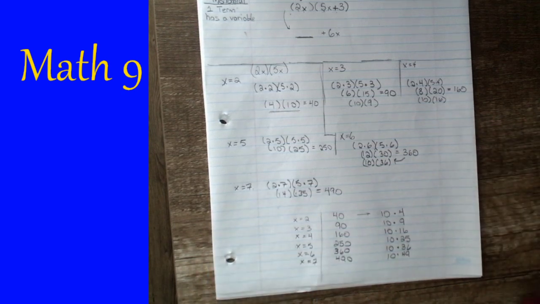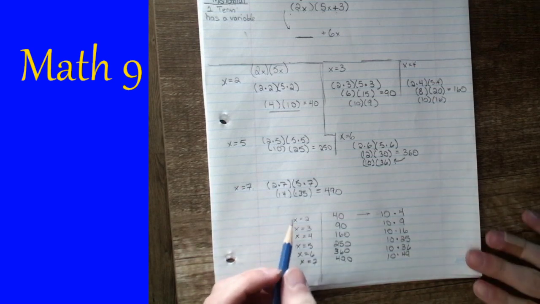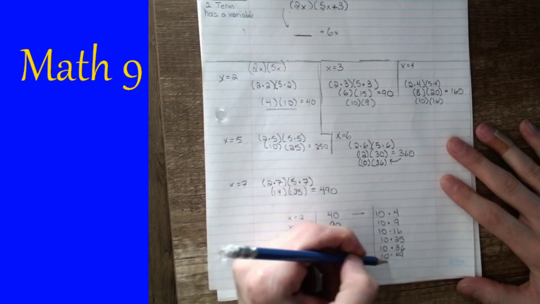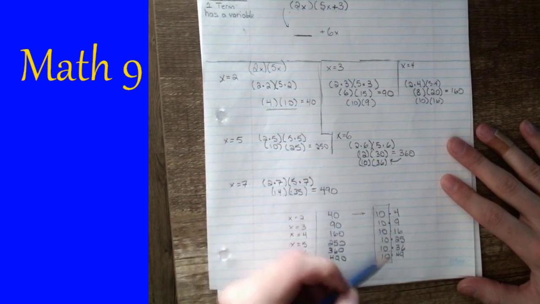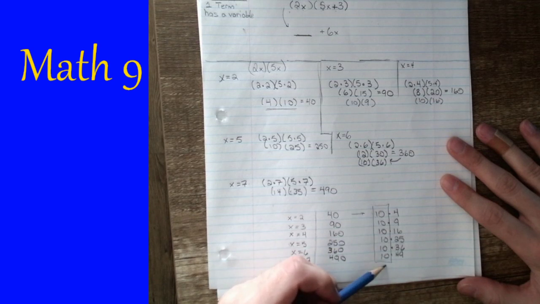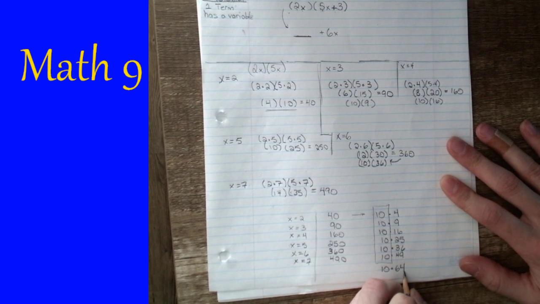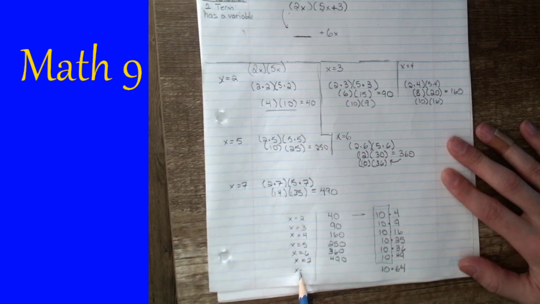And so hopefully we're beginning to see a bit of a pattern here. 10 seems to be pretty consistent. It seems to always be the case that I can rewrite my answer as 10 multiplied by something. In fact, the next one should be 10 multiplied by 64. And the 10 seems to be consistent. Where did I pull 64 from? Well, that would be when x is equal to 8.